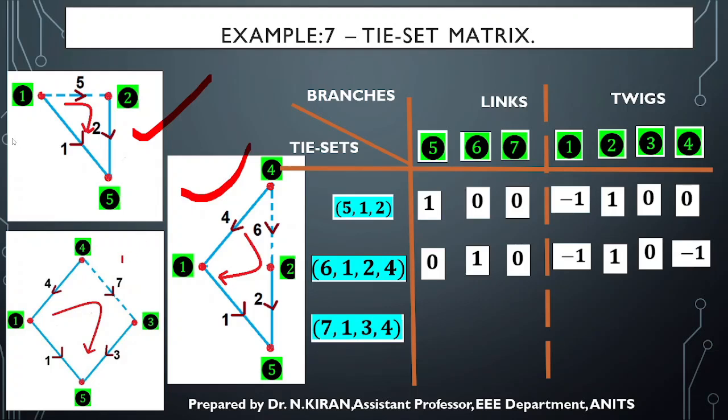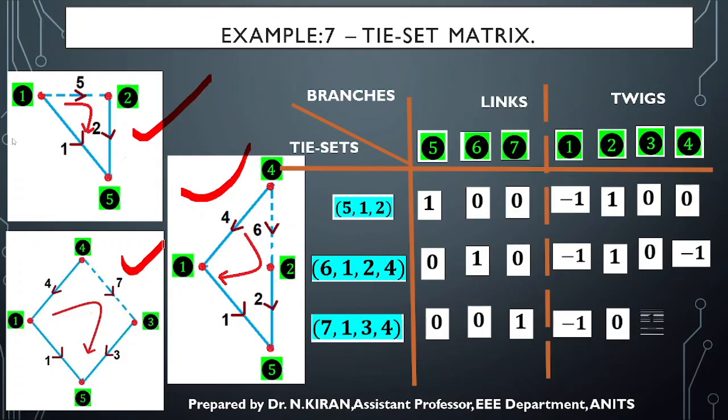So next the third tie set. 5 is nowhere related, 6 is also nowhere related, so both are entered 0. 7 is in the same direction as the loop direction, +1. 1 is in opposite direction, -1. 2 is nowhere related, 0. 3 is in the same direction, +1. 4 is in the opposite direction, -1.